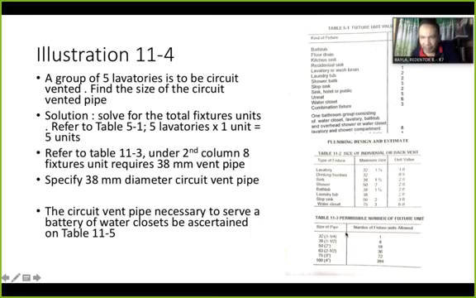So that's another table. What is contained here is the permissible number of fixture units. So you have the size of pipe from 32 mm to 100 mm, and we have the number of fixture units. So if the number of units is 5, so only up to here, 8. So the size of the pipe is 38 mm. So you can use this for the circuit vented pipe.